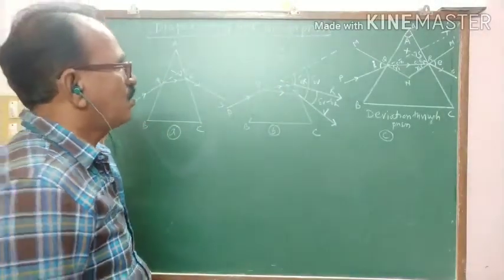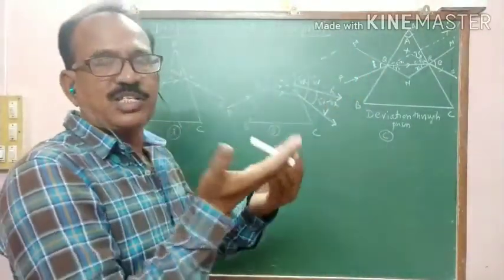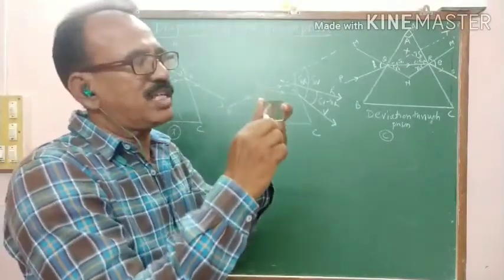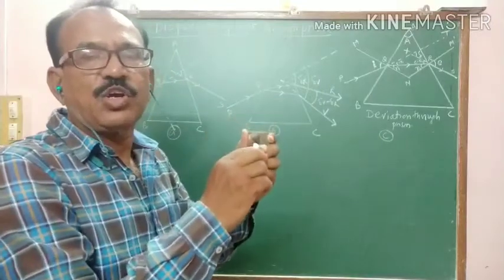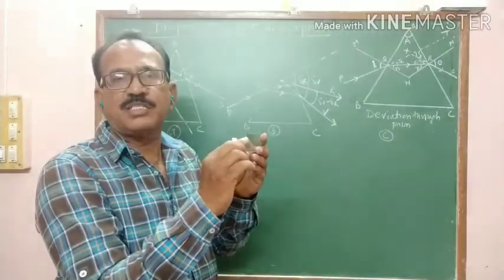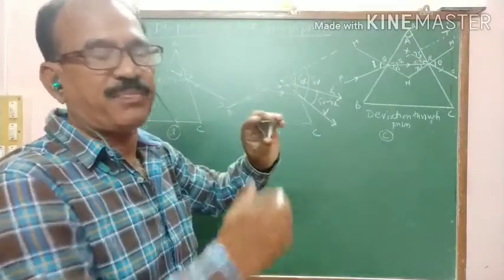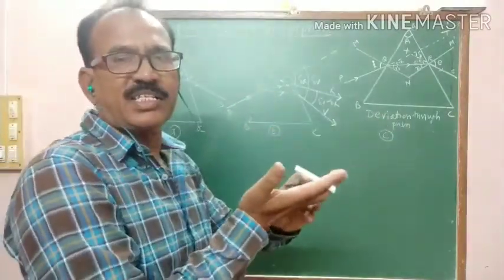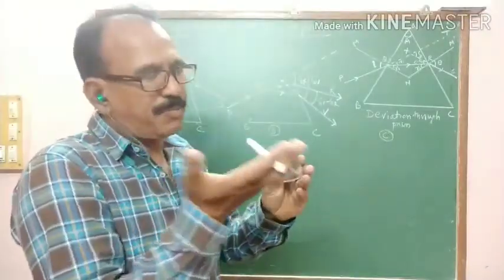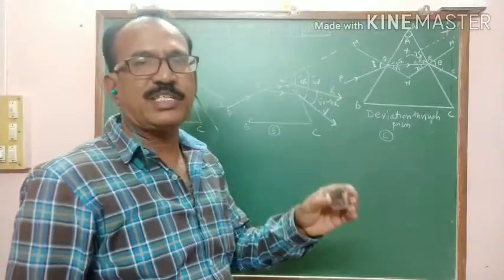Now here principal section means the section of the prism which is perpendicular to the refracting edge of the prism. The edge which is joining the two refracting surfaces is called the refracting edge of the prism. The angle made by the two refracting surfaces is called the angle of the prism, A. Now when the prism is cut perpendicular to the refracting edge, that is called the principal section of the prism.